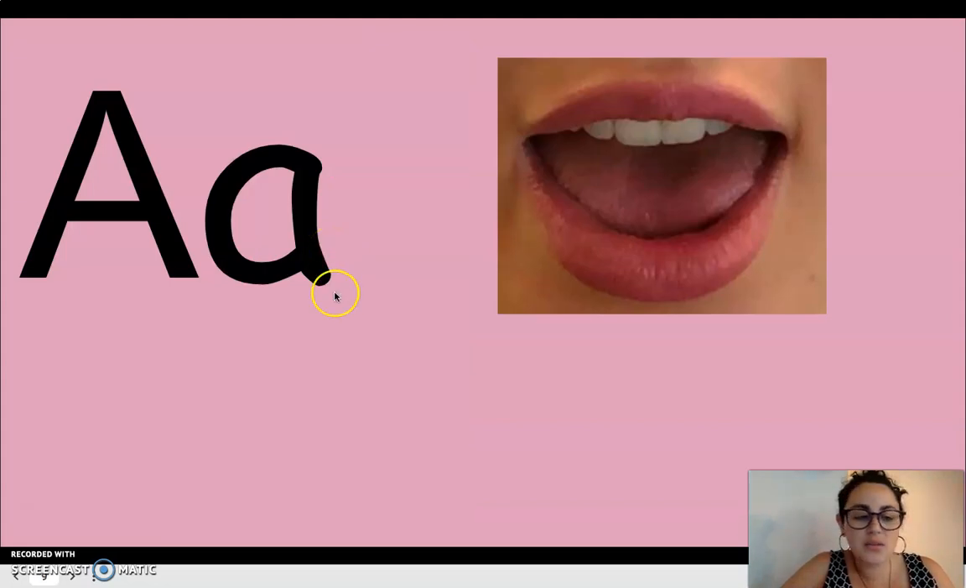To make the sound for A, we have to open our mouth like this, and then we say the sound in the back of our throat. So the letter A is a vowel, and the sound that we're going to learn, the short sound, is ah. Try it with me. Ah. The sound is ah.